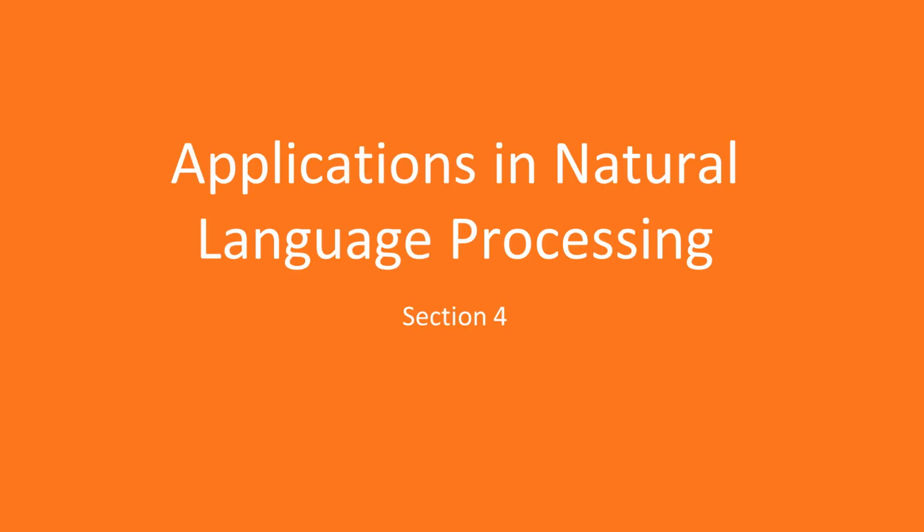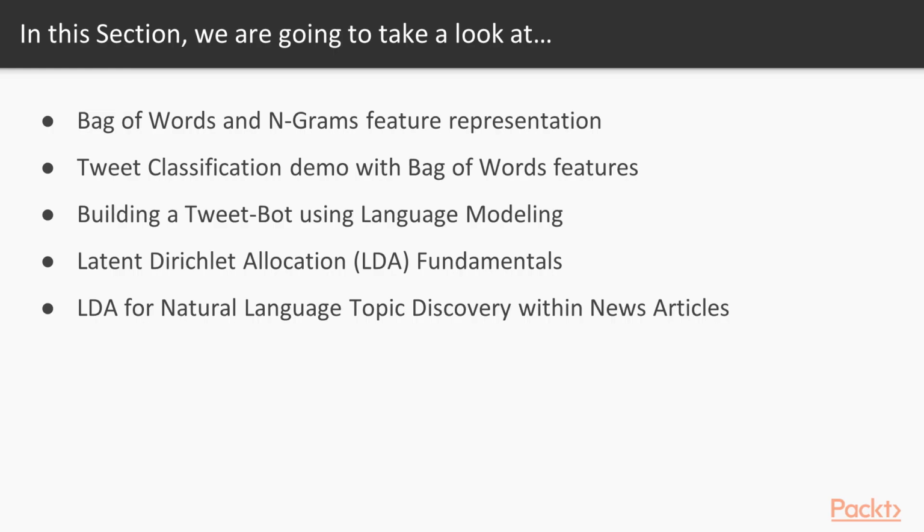Welcome to Section 4, Applications in Natural Language Processing. In this section, we're going to take a look at bag of words features as well as n-gram features, and we're going to use these features to do tweet classification. Furthermore, we're going to build a tweet bot that generates tweets using concepts from language modeling. And we're going to wrap up with latent Dirichlet allocation, LDA.